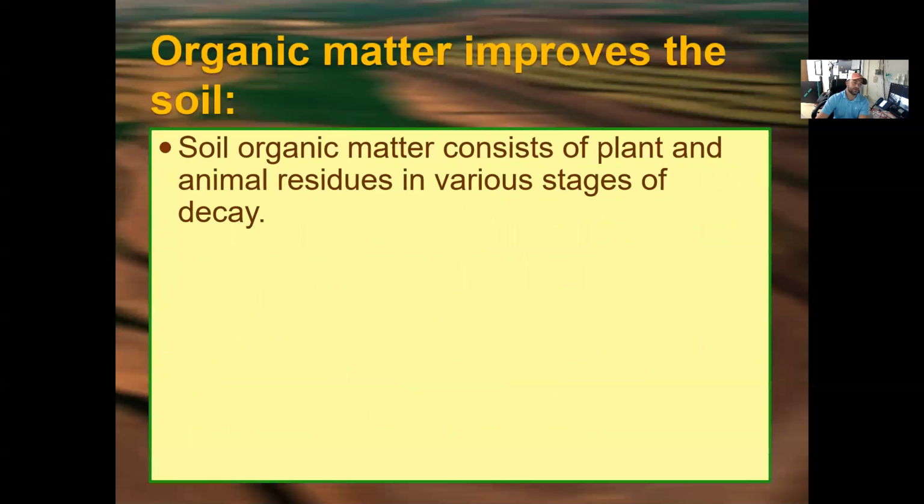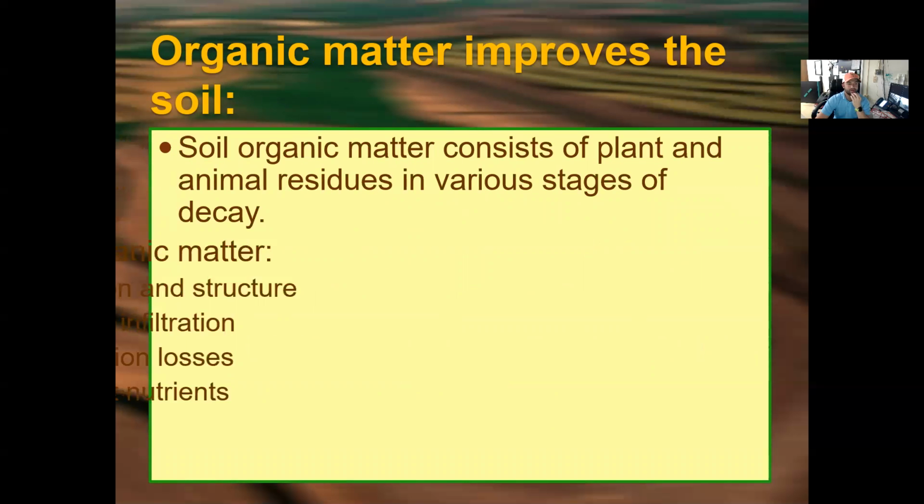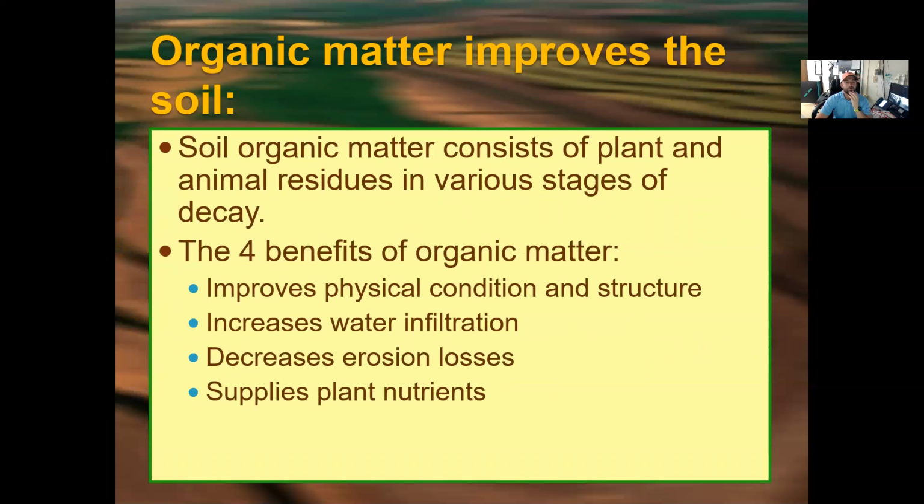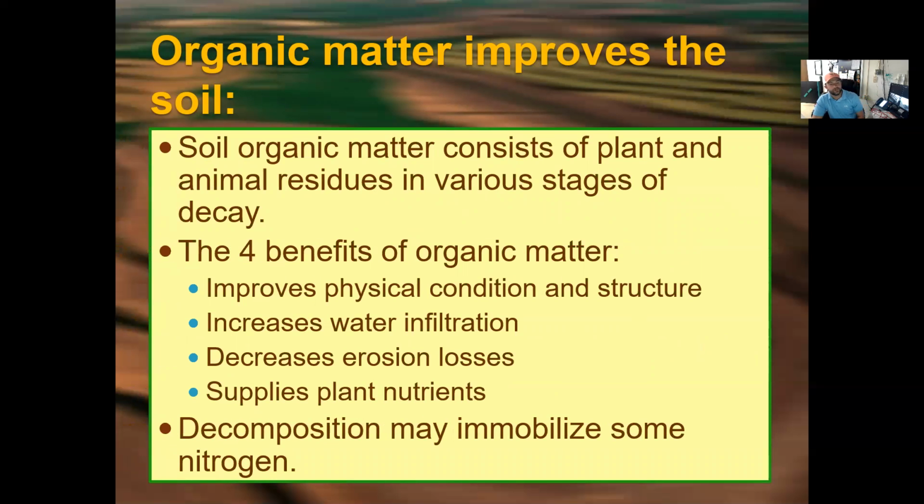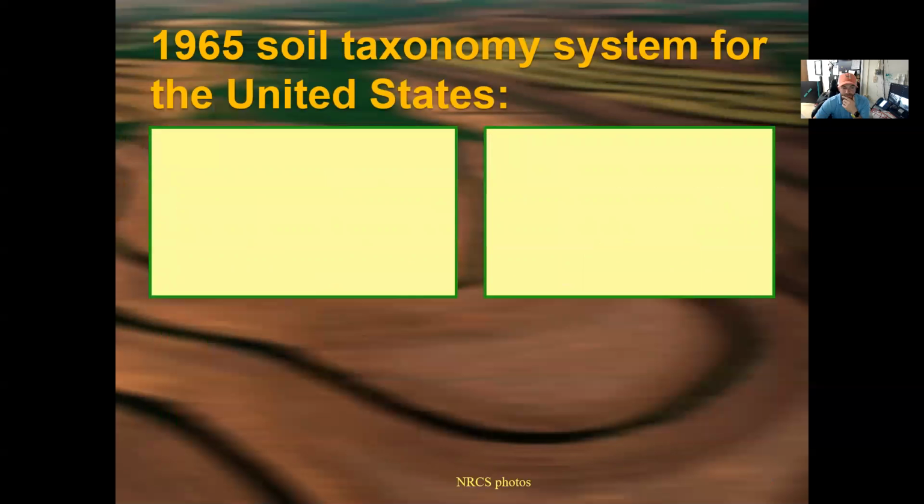So organic matter. Soil organic matter consists of plant and animal residues in various stages of decay. The 4 benefits of organic matter: it improves physical condition and structure, increases water infiltration or flow through capacity, decreases erosion losses, and supplies plant nutrients. Decomposition may immobilize some nitrogen.